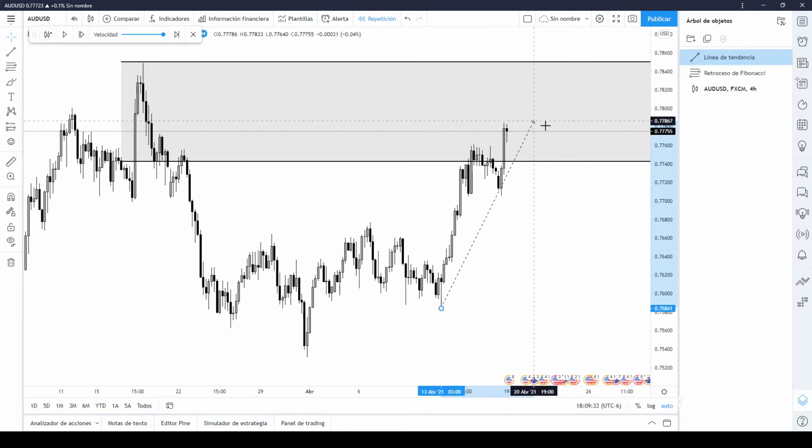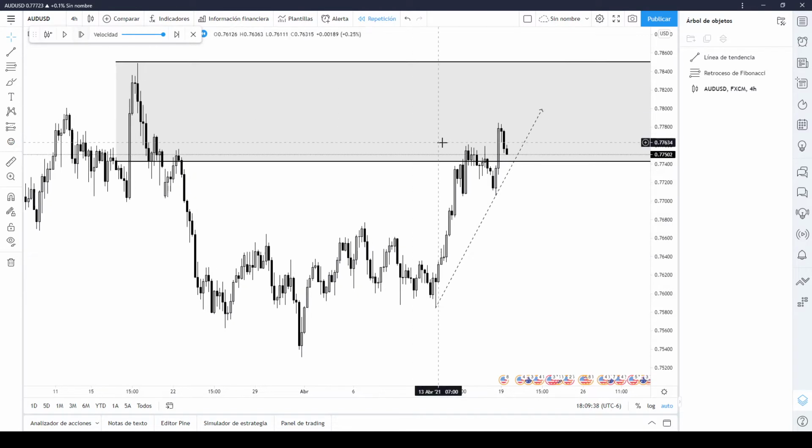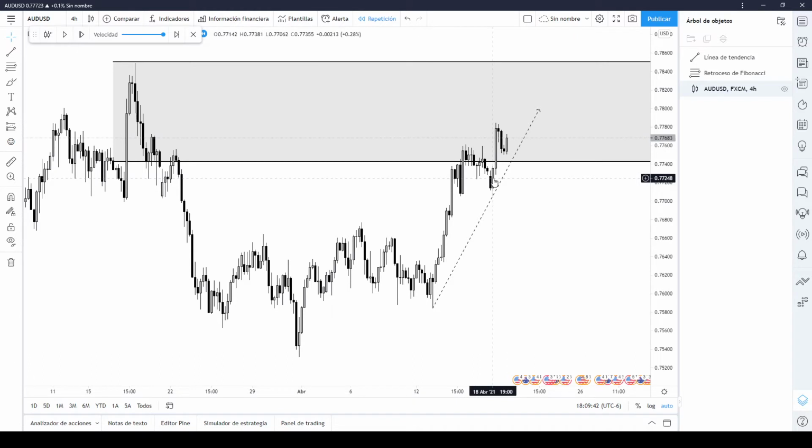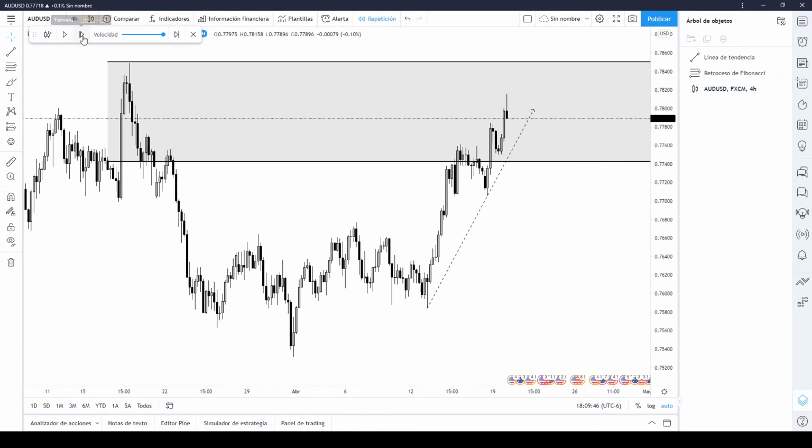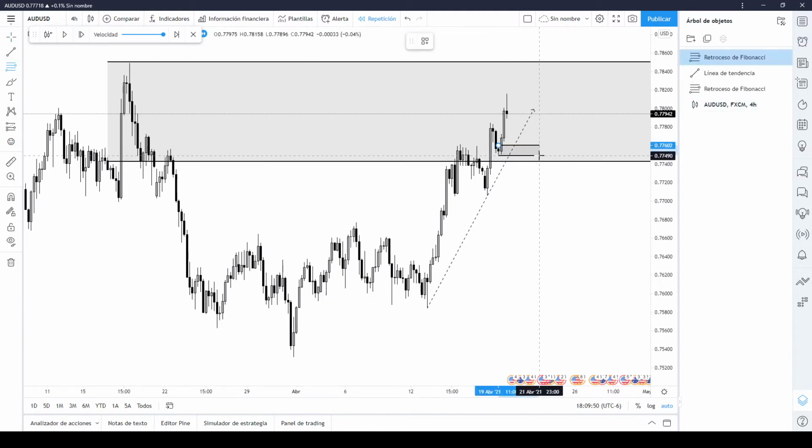Price keeps making higher highs. Okay, so I update my trend line, and this is a demand zone. All right, this is a demand zone. So if this demand zone gets taken out, I can go for short opportunities. Now we have another demand zone here. Okay, and I have this trend line.